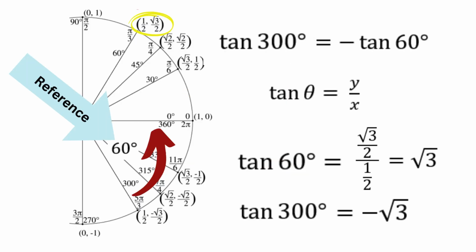Since 300 degrees is in quadrant 4, the tangent of 300 degrees is going to equal the opposite of tangent of 60. So we know that the tangent of theta is equal to y divided by x, so we're going to take our coordinates, root 3 over 2 divided by a half, and if we simplify that, we would get square root of 3. So that means that the tangent of 300 would have to be the opposite of the tangent of 60, so negative square root of 3 would be our answer.